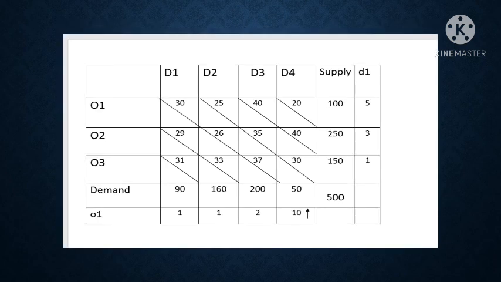First step, we need to find the difference for each row and column. In the O1 row, 20 and 25, the minimum numbers, the difference is 5. Likewise, in the O2 row, 29 and 26 are the least numbers, the difference is 3. In O3, 30 and 31 are the least numbers, the difference is 1. Column-wise, in D1, 29 and 30 are the least numbers and the difference is 1. In D2, the difference is 1. D3, difference 2. Then D4, 20 and 30 are the minimum two numbers and the difference is 10. Among the differences, choose the largest value. 10 is the largest value, so we choose the D4 column.